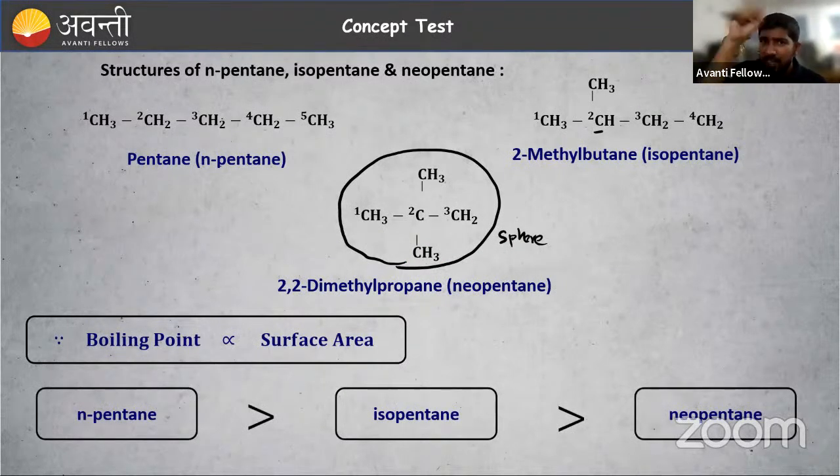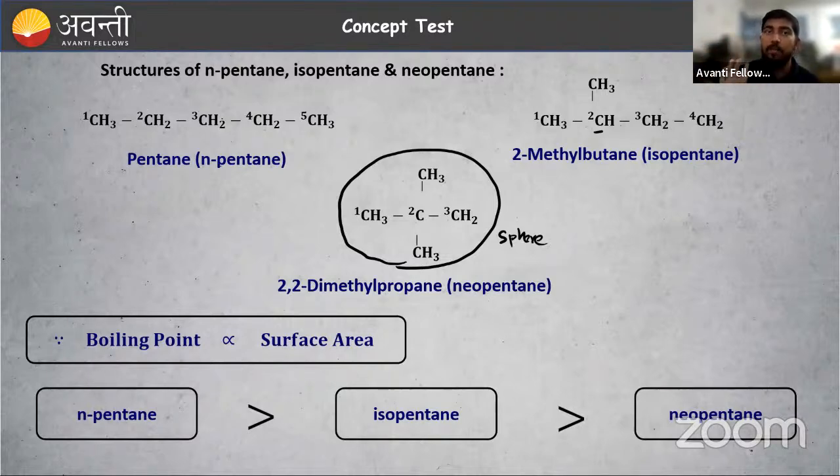Neopentane is like a sphere. In physics, you have studied that its surface area is very low, so I can say its boiling point is very low. So first is normal pentane, second is isopentane, and third is neopentane. Boiling point is directly proportional to surface area.